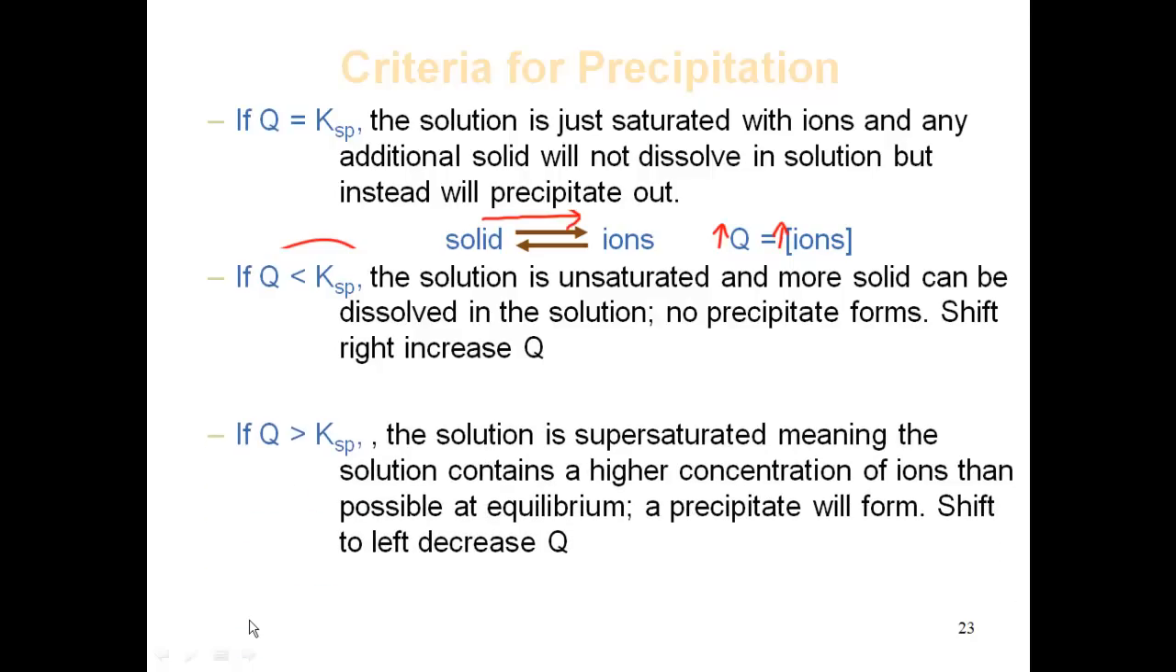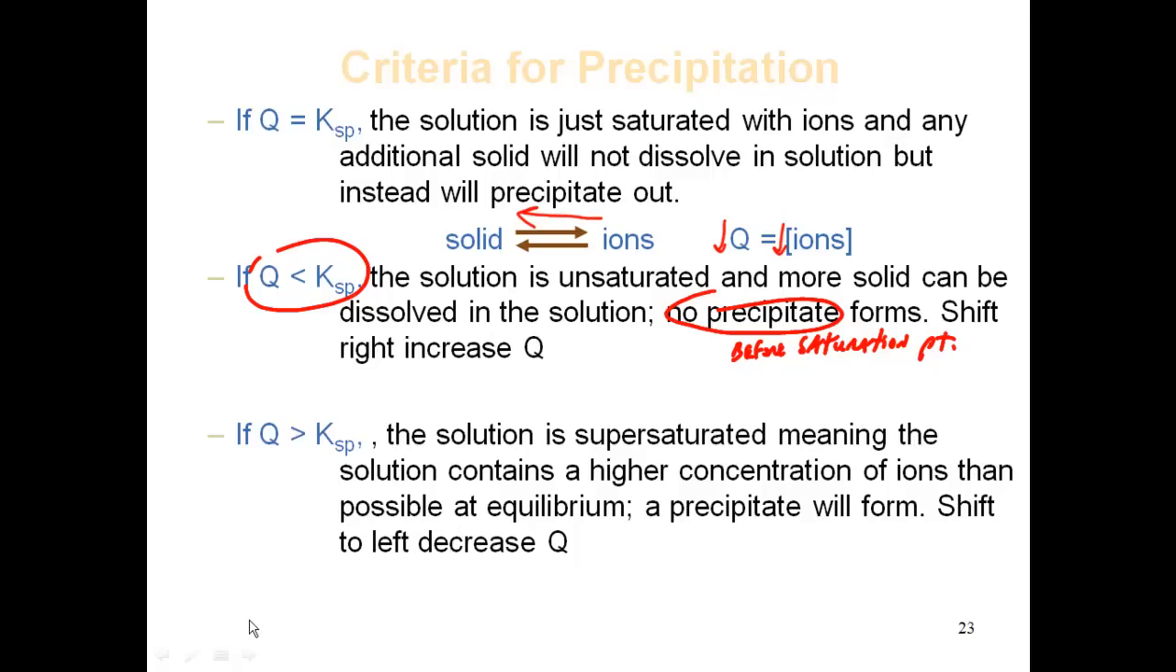If Q is greater than Ksp, the solution is supersaturated, meaning the solution contains a higher concentration of ions than possible at equilibrium, which basically means a precipitated form. Using the same philosophy, I can look at the reaction and see which way it's going to shift to see if I'm going to have a precipitate or not. Q is greater than Ksp, so I need Q to get smaller to reach equilibrium, which means my ions have to get smaller. For that to happen, it's going to have to shift to the left, pointing to solid, which means it's going to have a precipitate.